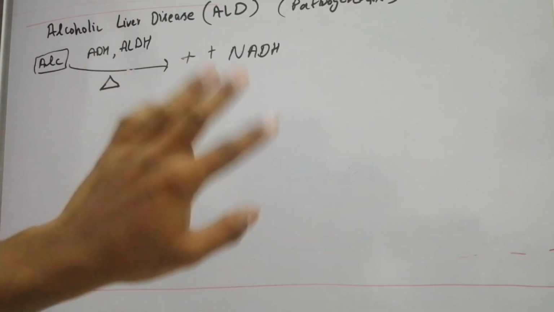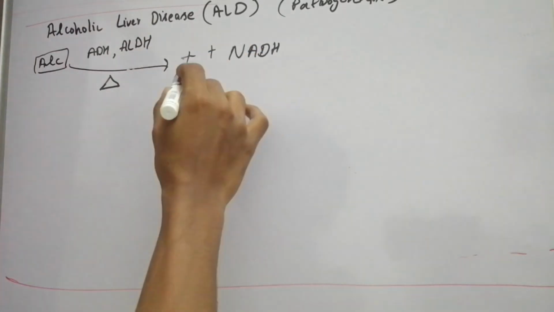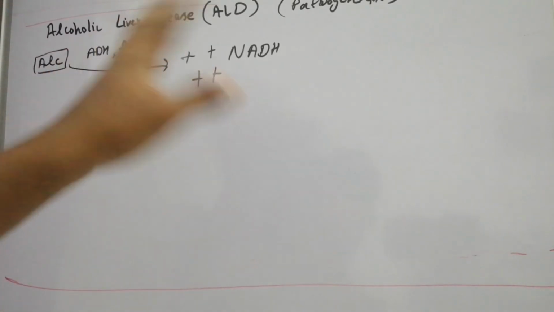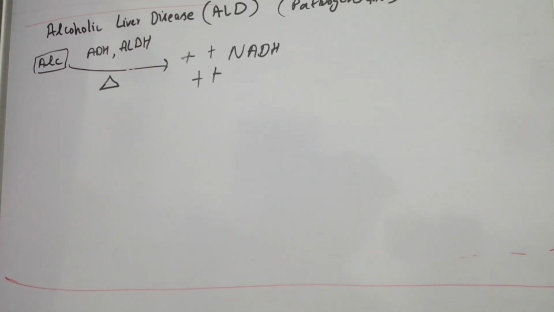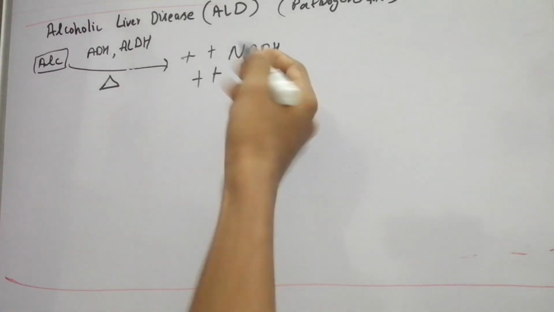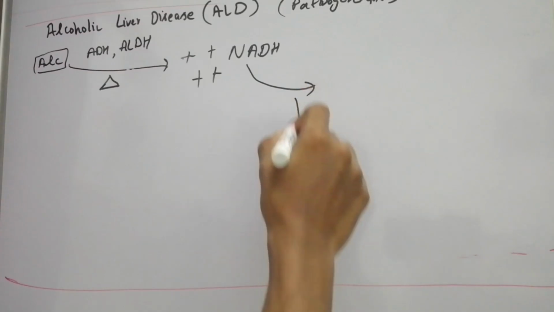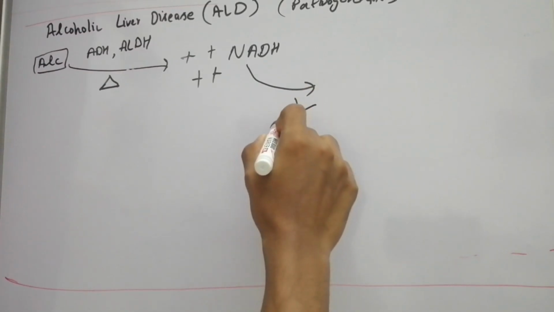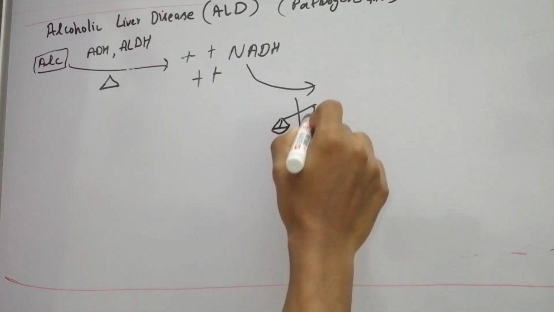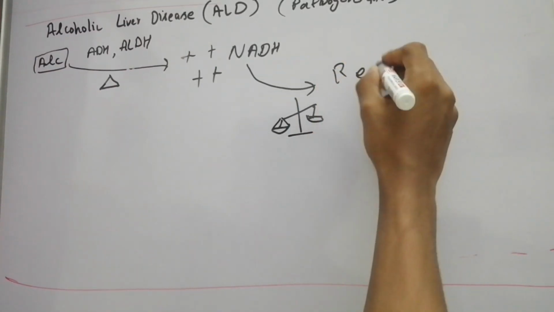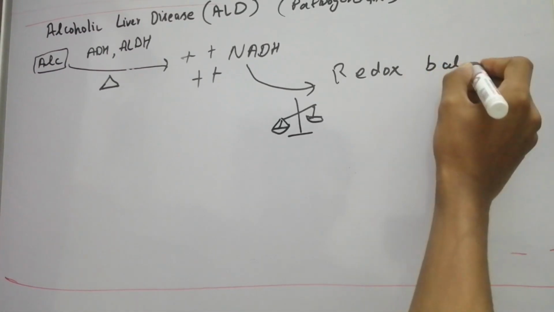metabolize as this triangle. So what's going to happen is lots and lots of NADH is going to be produced. NADH is nicotinamide adenine dinucleotide, H is for hydride. So lots and lots of NADH is going to be produced, and what is it going to do? So much of this causes a disruption in the balance of redox potential. I represent this balance like this. So the redox balance is totally disturbed.